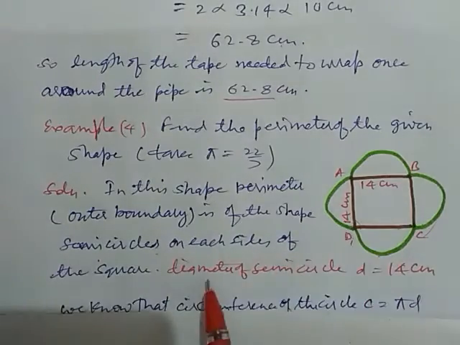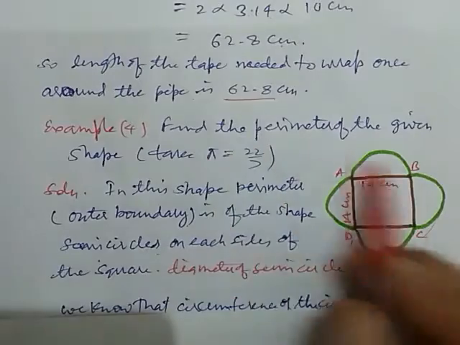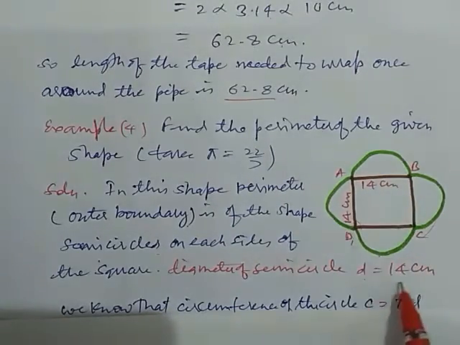The diameter of the semicircle D is 14 centimeter. This is provided to us.